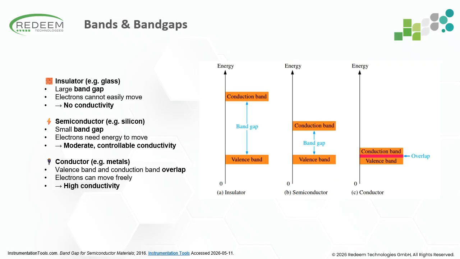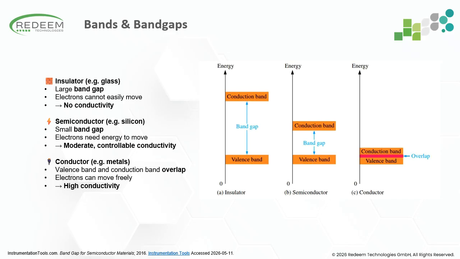To understand why semiconductors are used in PEC, we first need to look now at their specific electronic structure. So look at the diagram here. Let's start with an insulator. Here the valence band and conduction band are separated by a very large band gap, and electrons cannot easily gain enough energy to close this gap. So the electrical conductivity is extremely low.